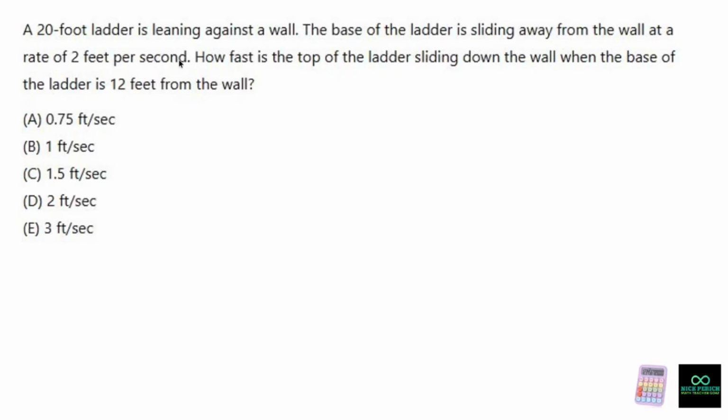A 20-foot ladder is leaning against the wall. The base of the ladder is sliding away from the wall at a rate of 2 feet per second. How fast is the top of the ladder sliding down the wall when the base of the ladder is 12 feet away from the wall?